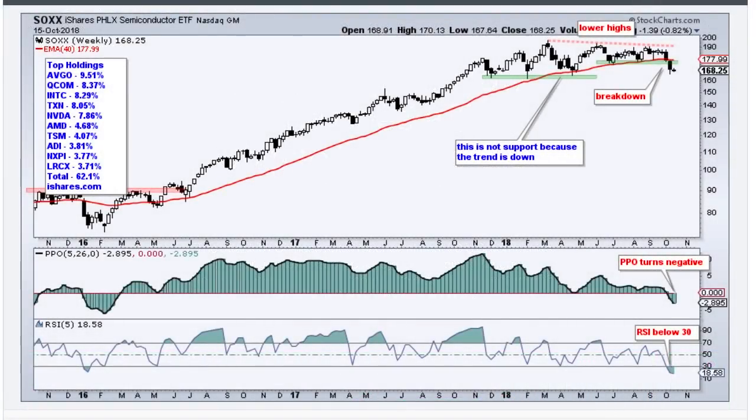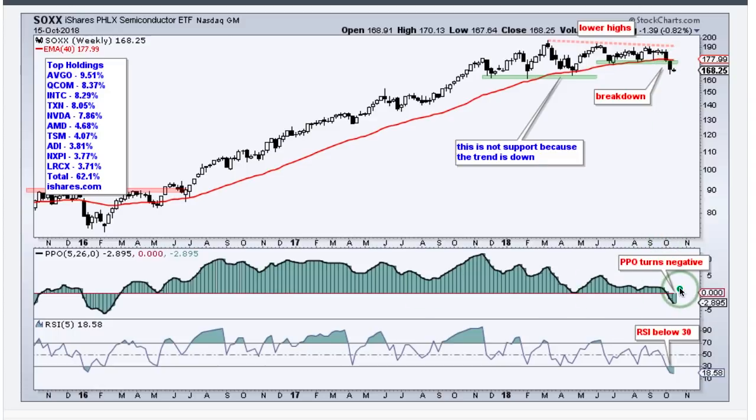So what do the charts say? Well, here is the semiconductor index, SOXX, and there you can see the top holdings, and it's weighted towards the large caps: Broadcom, Qualcomm, Intel, Texas Instruments, NVIDIA, and so forth. But while the S&P 500 is making new highs here, we had a lower high in the SOXX, and then we have this breakdown. We've broken below the summer lows, and we've broken below the 40-week moving average.